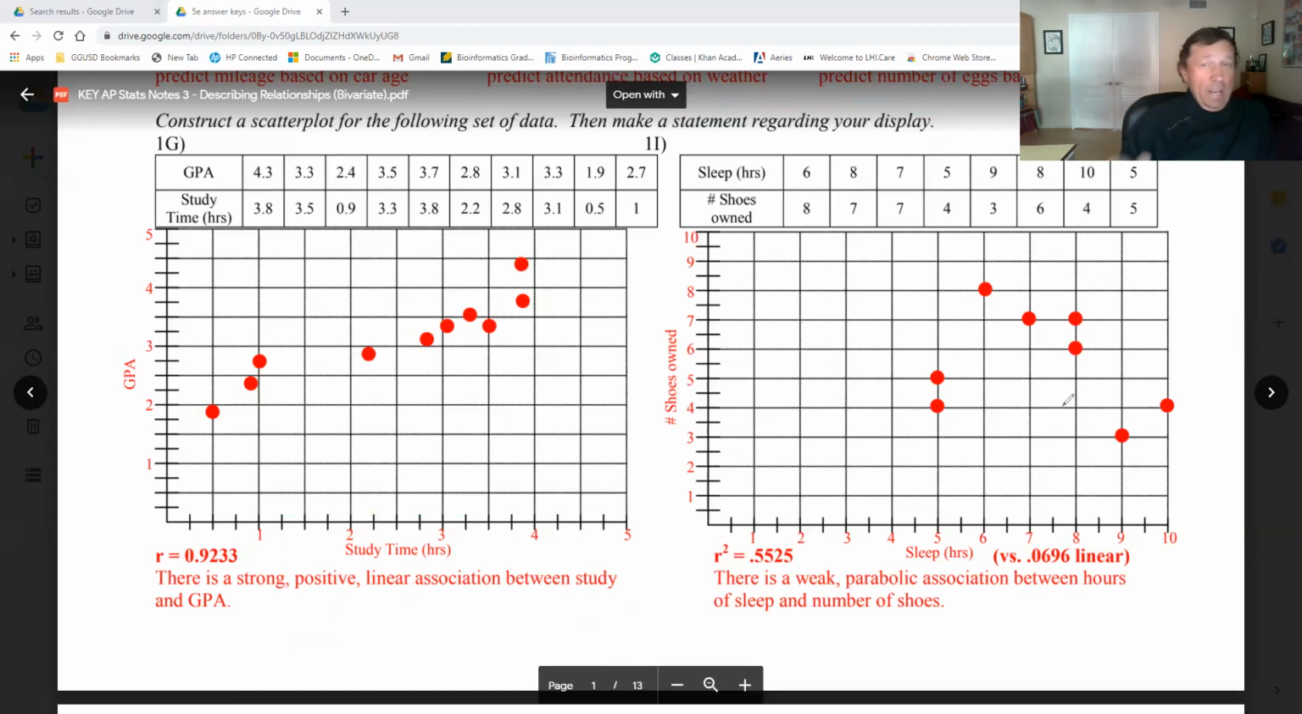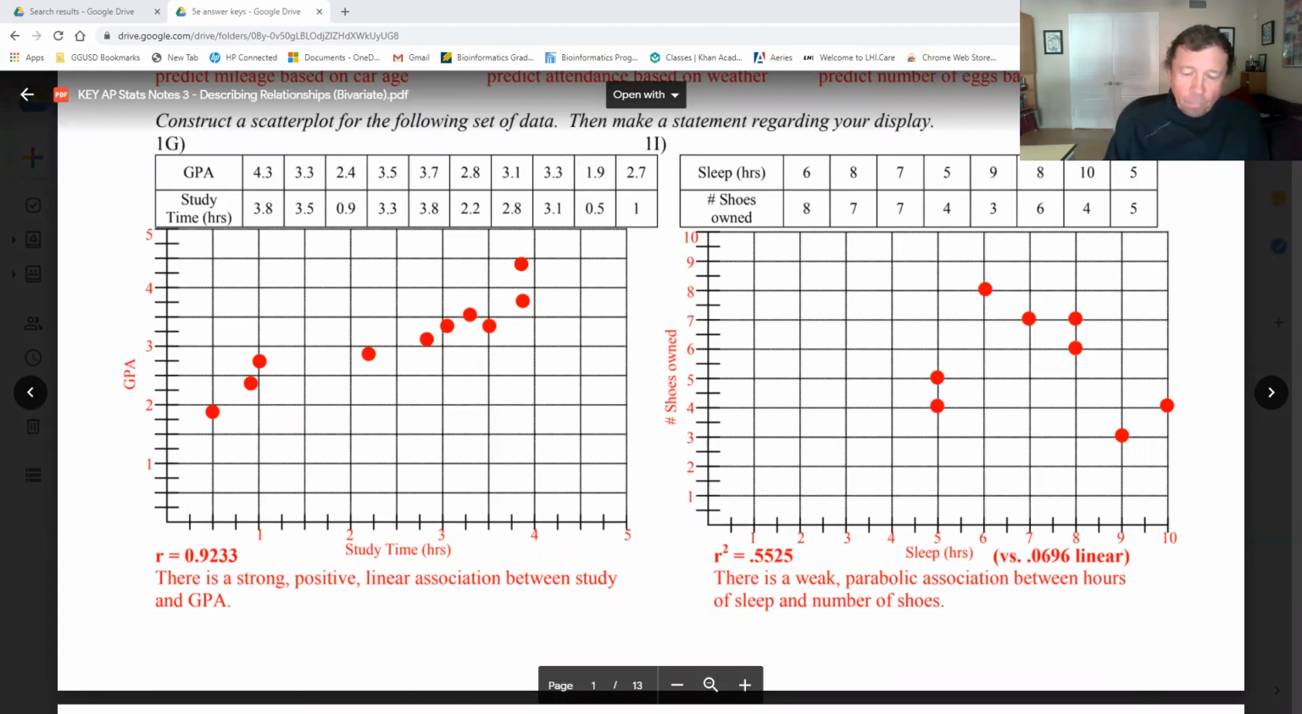You've got to admit, how much you sleep and how many shoes you own, they may not have any relationship, and they're probably not related in a linear fashion. So I put this on my calculator, and I got an R squared value, and then I made a sentence. But let me show you on the calculator once again how I did that.